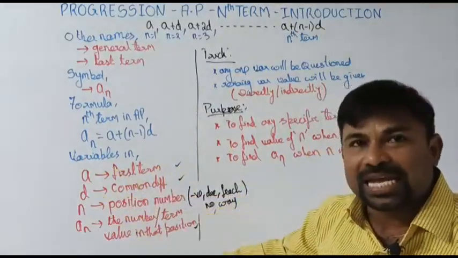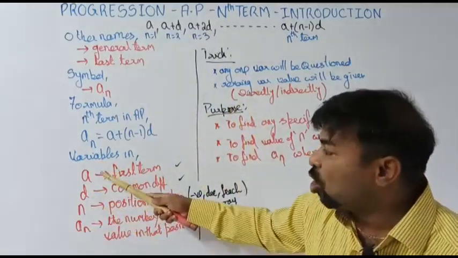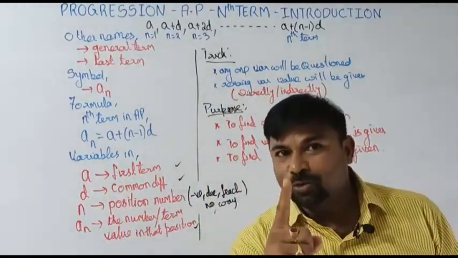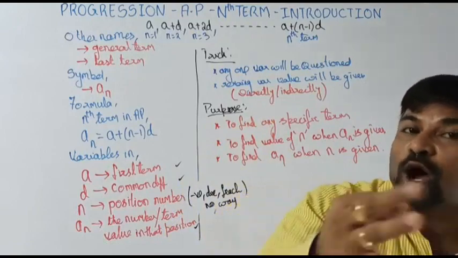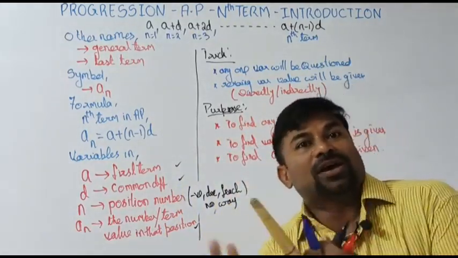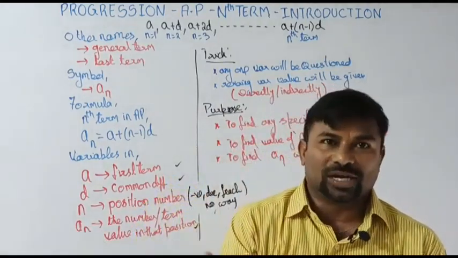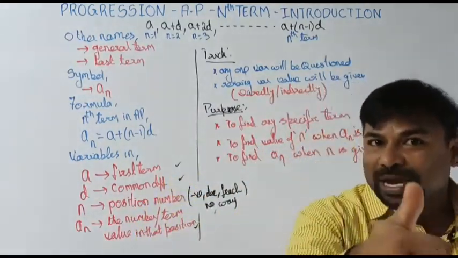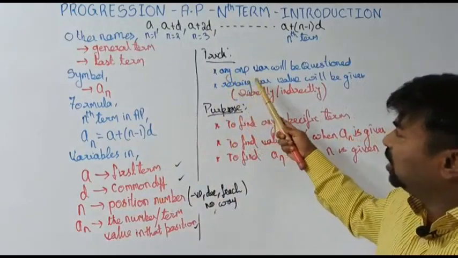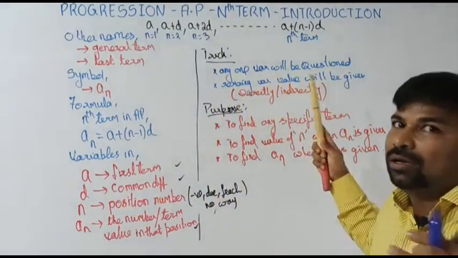So A, D, n, and an, here the trick is, out of these four, any one will be questioned, and 3 will be given to you. Out of that 3, 1 may be direct, 2 may be indirect. You have to figure it out from the question how to get it. How to get it, I will let you know in my next videos. The remaining values will be given directly or indirectly.